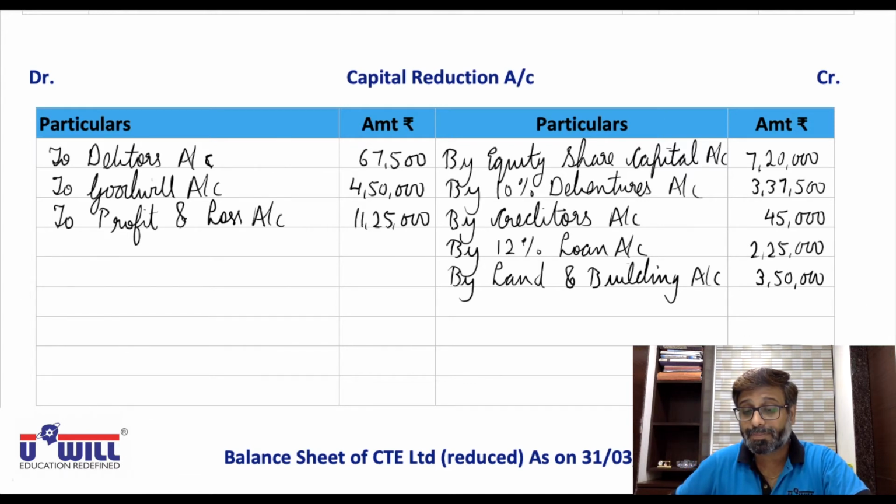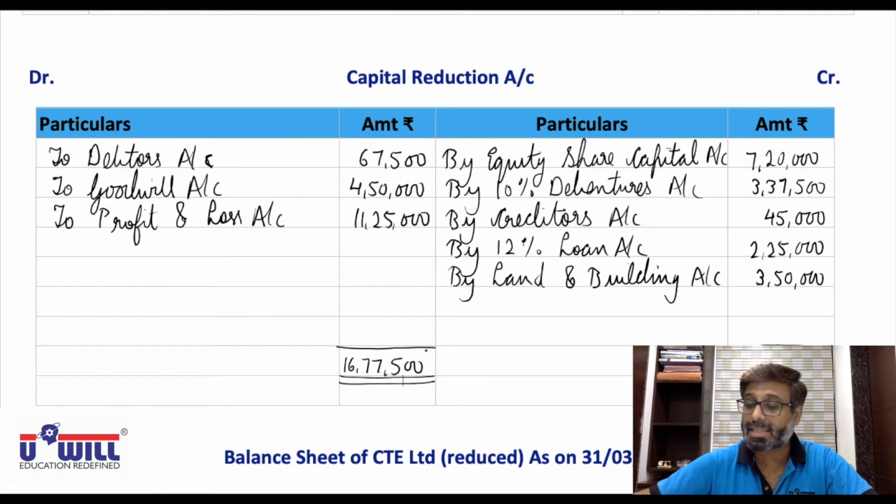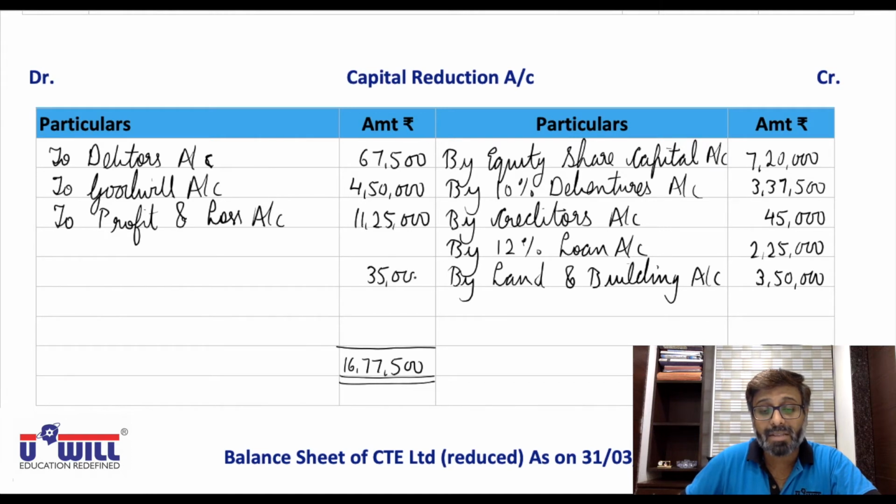16,77,500 credit side total. We'll write it on both the sides. Now from that you subtract 67,500 minus 4,50,000 minus 11,25,000. So 35,000 of balance still remains. That we will have to transfer to capital reserve.